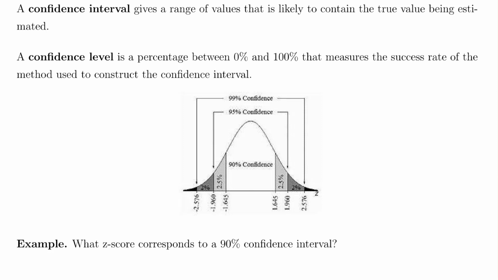In this section, we will discuss how to find confidence intervals for a population where the standard deviation is known. So we begin with a confidence interval. A confidence interval gives a range of values that is likely to contain the true value being estimated.